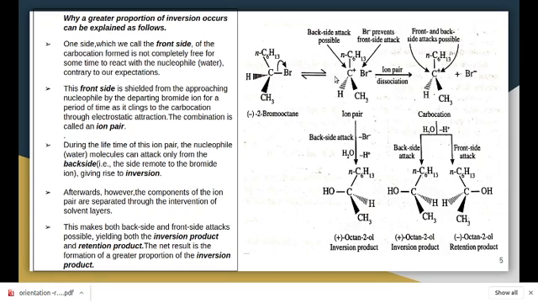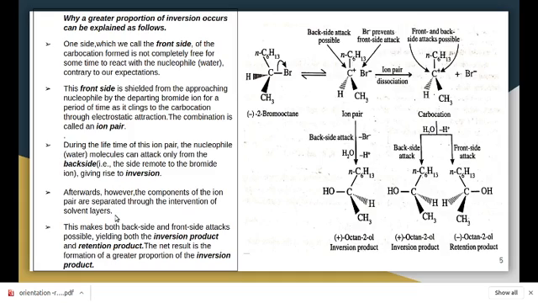That means first the ion pair will form for some time. Then what will happen? That time only the backside attack is possible. During the lifetime of this ion pair, the nucleophile molecules can attack only from the backside, the side remote to the bromide ion. That you know. The backside attack means the side away from the leaving group, giving rise to inversion. So one possible attack is from the backside during the lifetime of the ion pair.